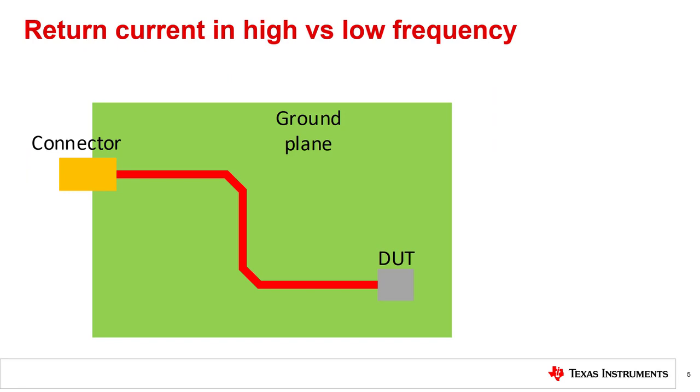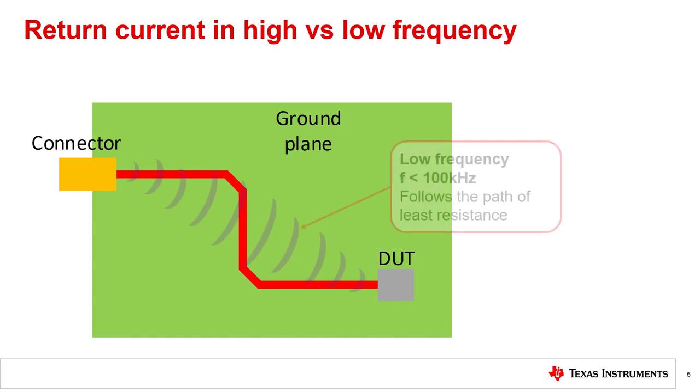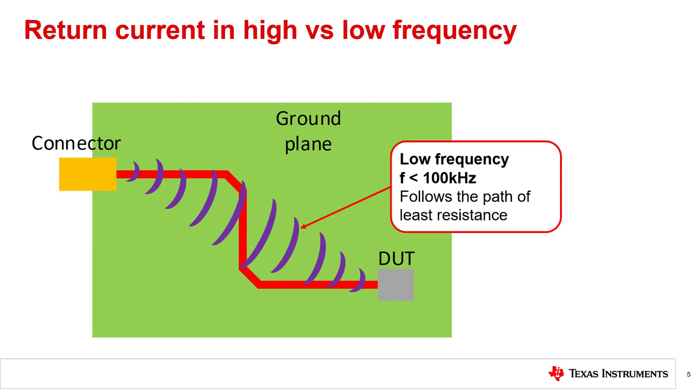Now let's discuss how return current flows in a PCB ground plane relative to the top layer signal trace for low frequency signals. The figure shown here is the top layer of a printed circuit board where the signal applied to the connector travels across the red trace on the top of the PCB to the DUT. For low frequency signals, the return current in the ground plane will spread across the board and follows the path of least resistance. In this case, low frequency means less than 100 kHz.